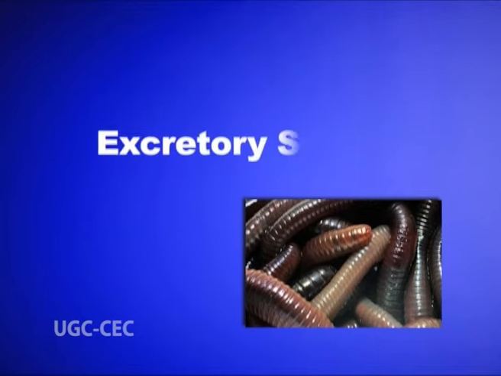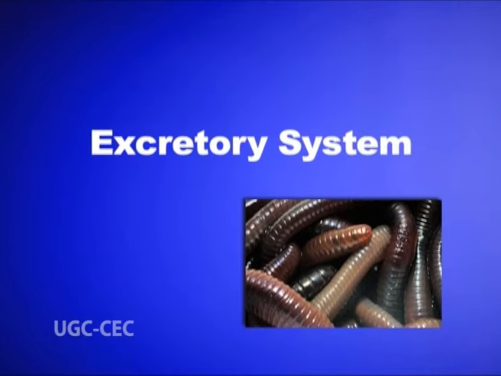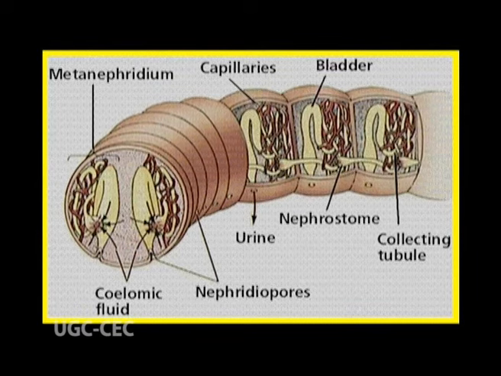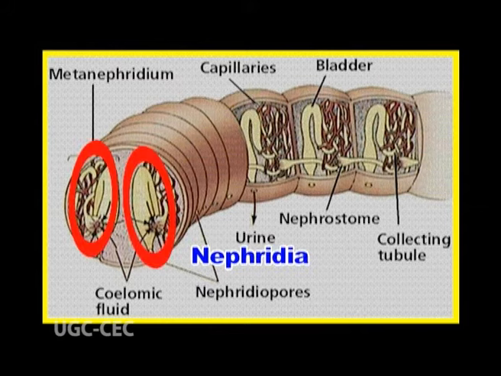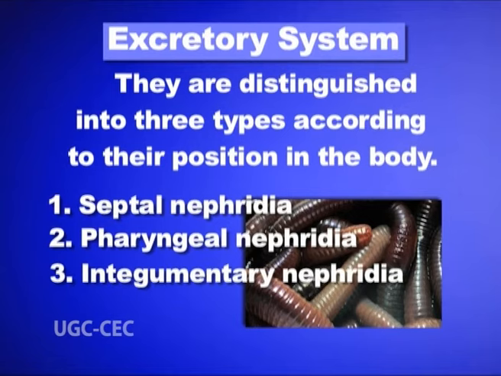Let us understand the excretory system. It consists of segmentally arranged, microscopic, coiled and complicated specialized tubes which are called nephridia. In Pheretima, nephridia occur in all the segments except the first 3 segments. They are distinguished into 3 types according to their position in the body: septal nephridia, pharyngeal nephridia, integumentary nephridia.